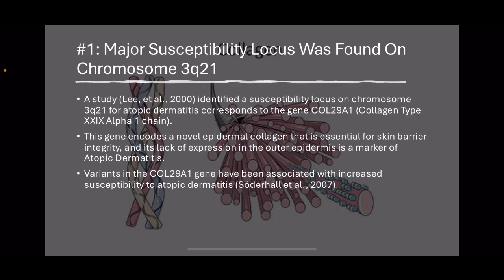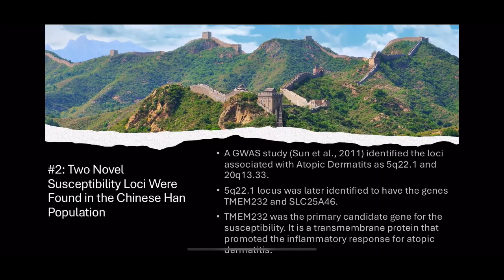This collagen is normally found in the outer layer of the skin, and it helps protect against environmental irritants and allergens. But in individuals with atopic dermatitis, the COL29A1 expression is reduced or absent. Later research by Soderhall and his colleagues in 2007 found that genetic variants in COL29A1 are associated with an increased risk for developing the condition.